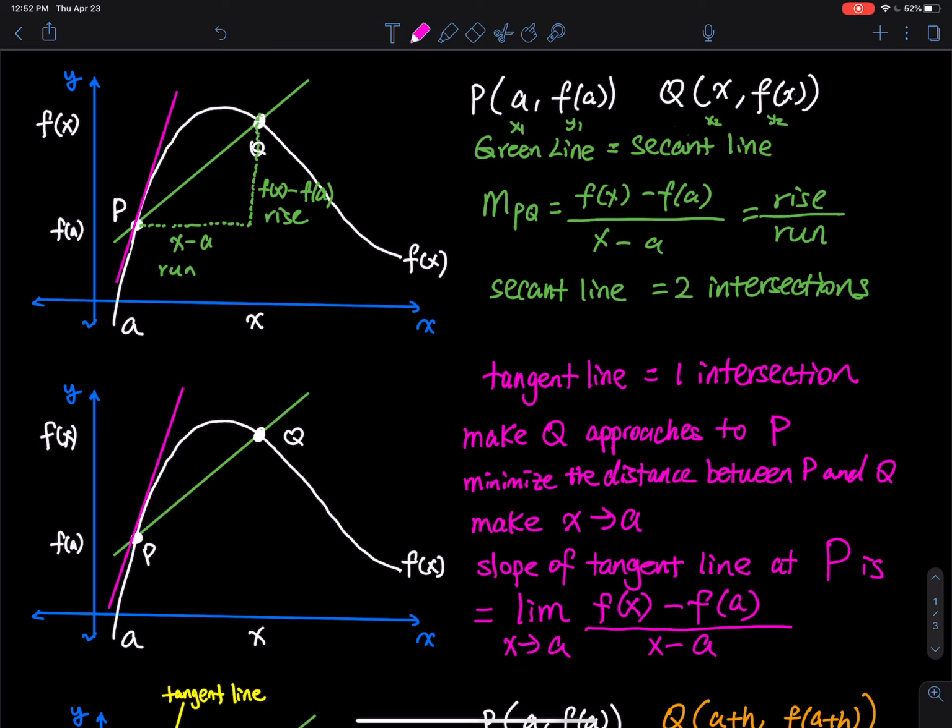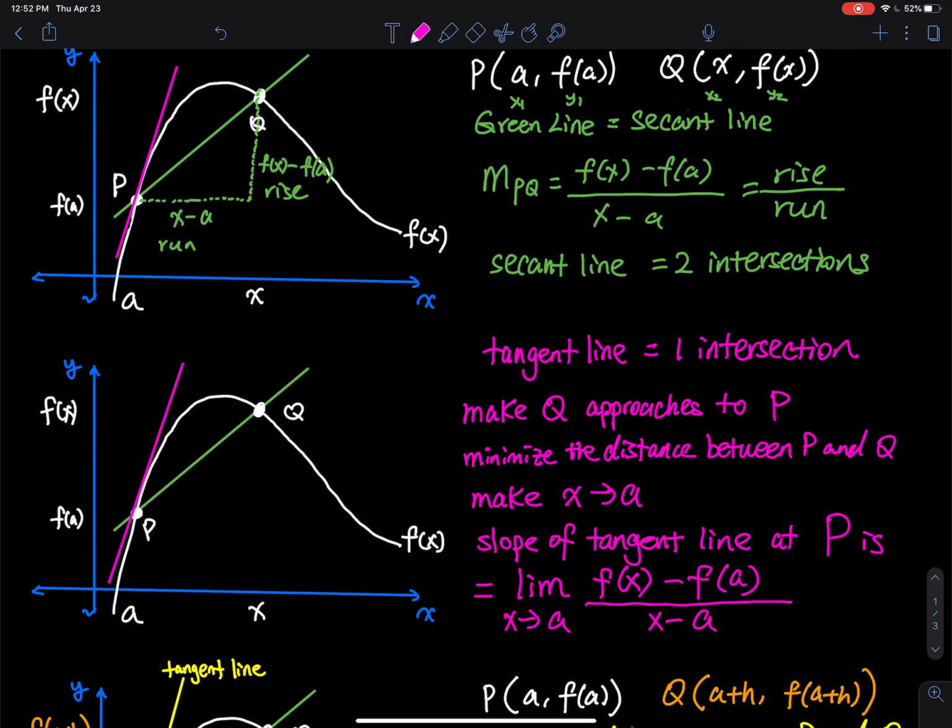So look at the tangent line, look at the second graph. Tangent line is one intersection. I want to make Q approach P. By doing what? By minimizing the distance between P and Q. So that means we have to minimize the distance between x and a. So this distance is what we have to minimize. Once the distance between x and a is minimized, point Q moves to point P. You shrink the distance, so you are making 2 points become 1 point. So the secant line becomes a tangent line.